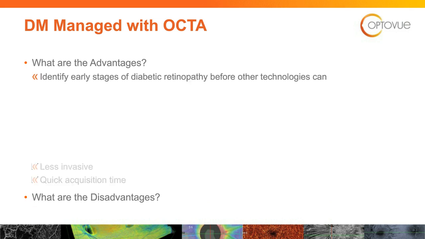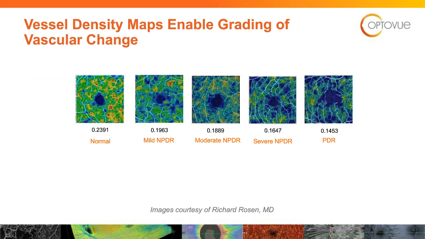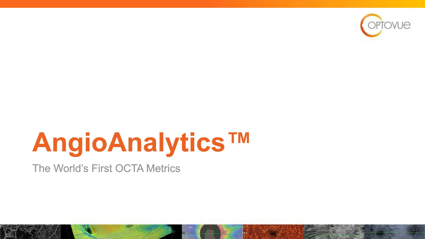exactly how much capillary dropout or vessel density loss am I seeing as well. And in this patient, you can clearly see, or different patients of normal, mild, moderate, severe, and proliferative diabetic retinopathy, as they're going across the different stages, the vessel density is decreasing. That vessel density is going down, and that brings in Angio Analytics.